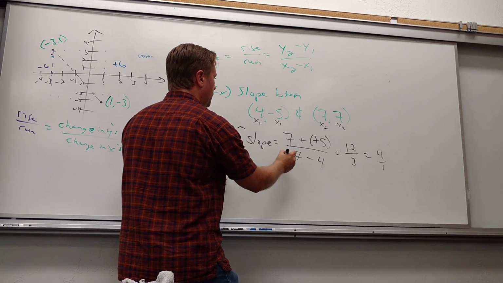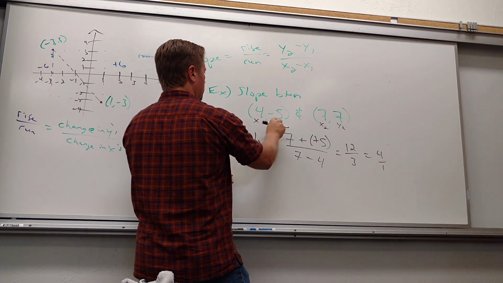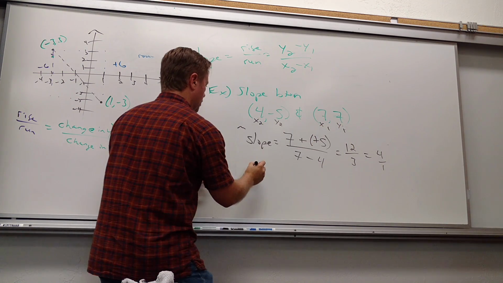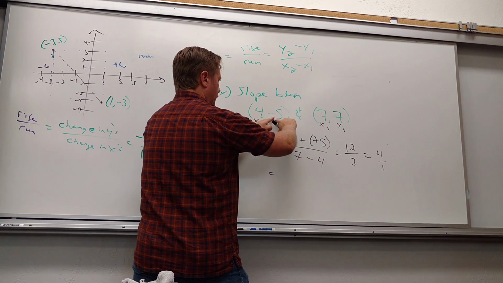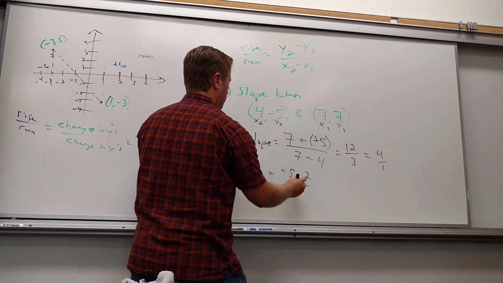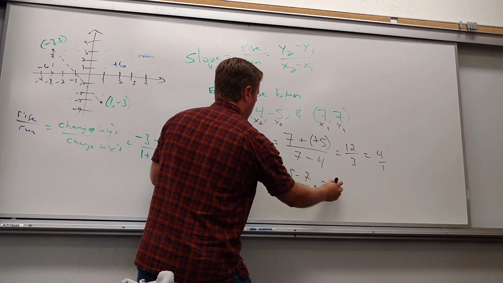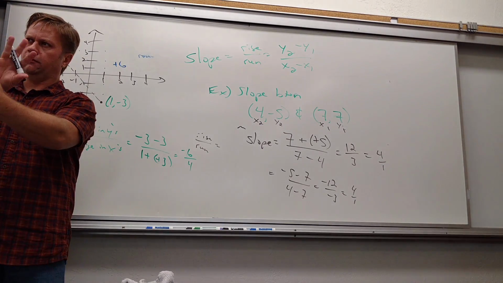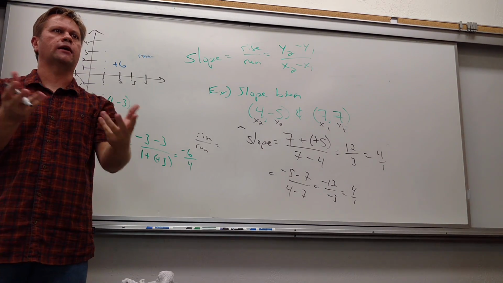So if I had gone the other way, if I had called this one the 2s and this one the 1s, that doesn't matter, because now it would have been negative 5 minus 7 over 4 minus 7. Negative 12 over negative 3 is still 4. That's what I meant. If you turn them around, the negatives cancel, and it goes back to where it's supposed to be.